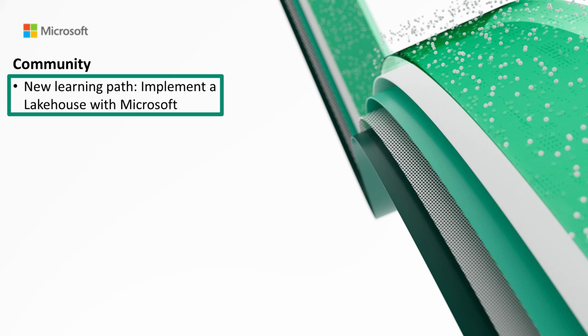Moving on to community, we have a new learning path, implement a lakehouse with Microsoft Fabric. We've released a new learning path that introduces the foundational components of implementing a data lakehouse with Microsoft Fabric. The new learning path explores the capabilities of Apache Spark for distributed data processing and data management, working with Delta Lake tables. It also covers data ingestion and orchestration with Data Factory pipelines and Dataflows Gen 2, and how to organize a lakehouse using the medallion architecture.